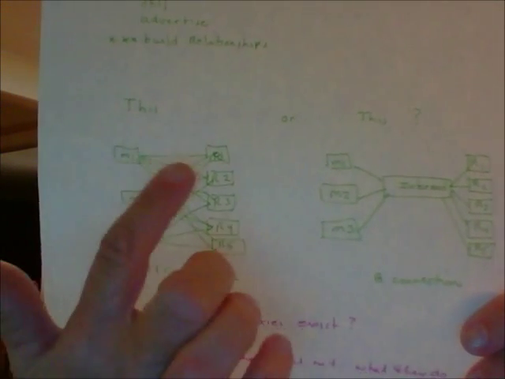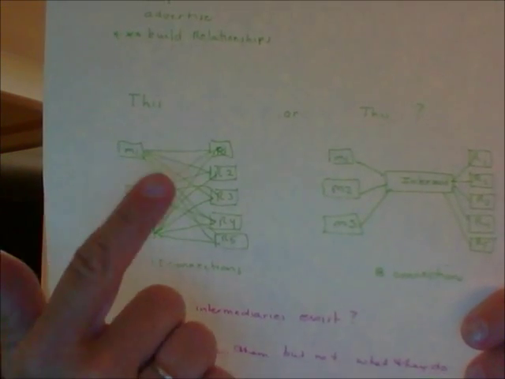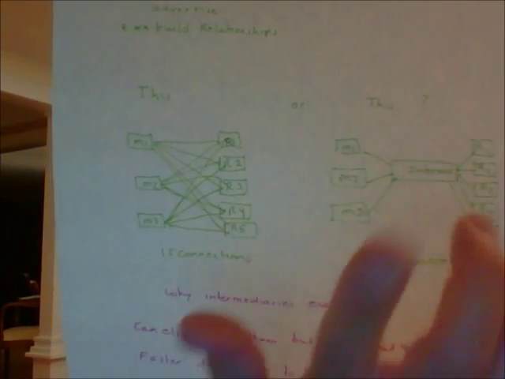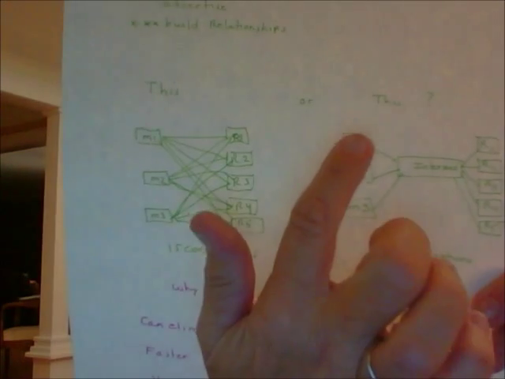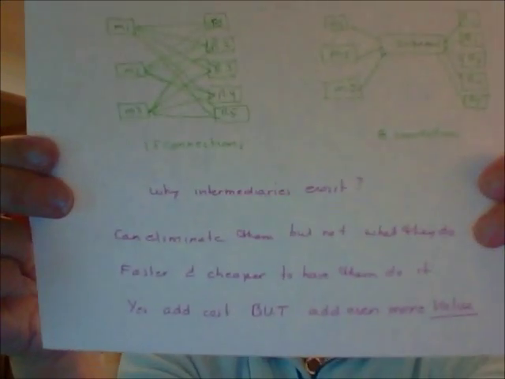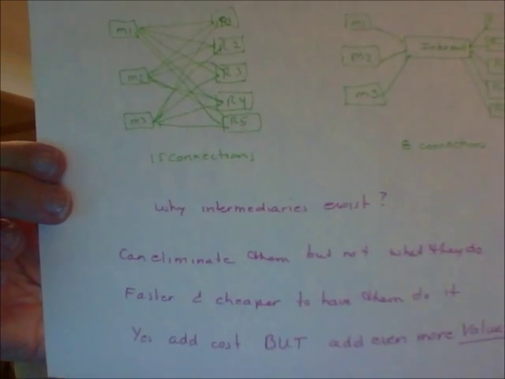The idea is that here we have 15 different connections and 8 people that need to get to know each other. Here, we're going to pretend it's one person who knows these 3 people and these 5 people, and makes it so much easier and so much more efficient and effective to work together.